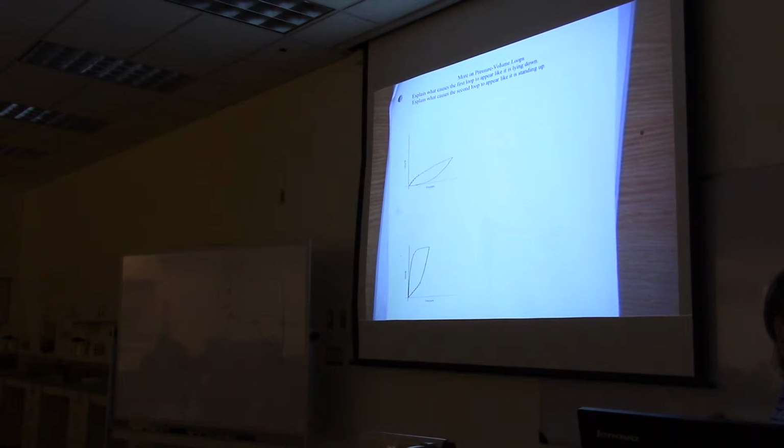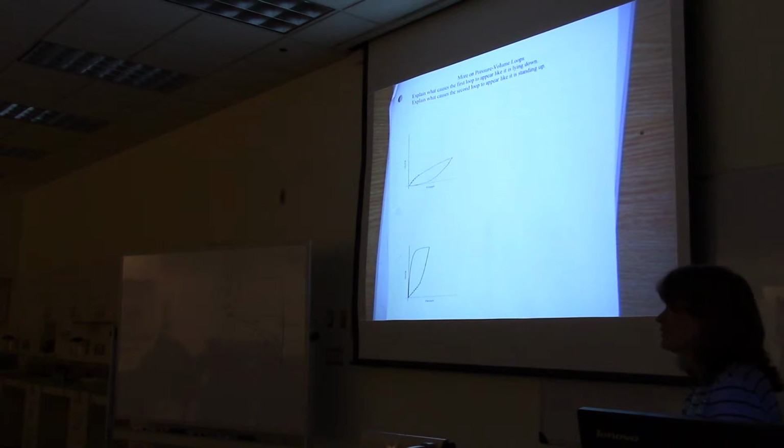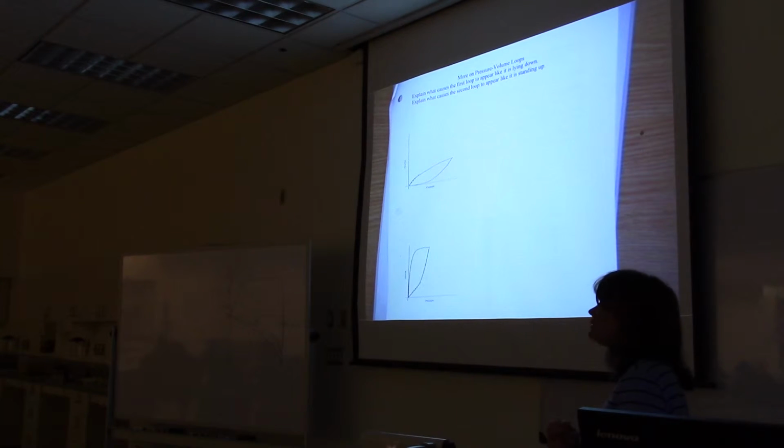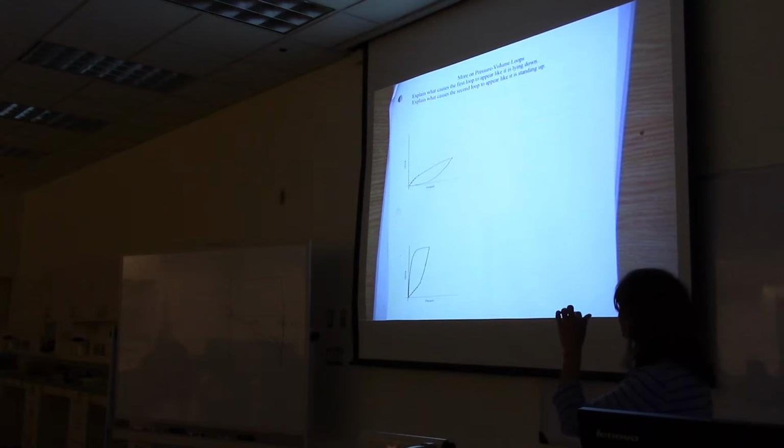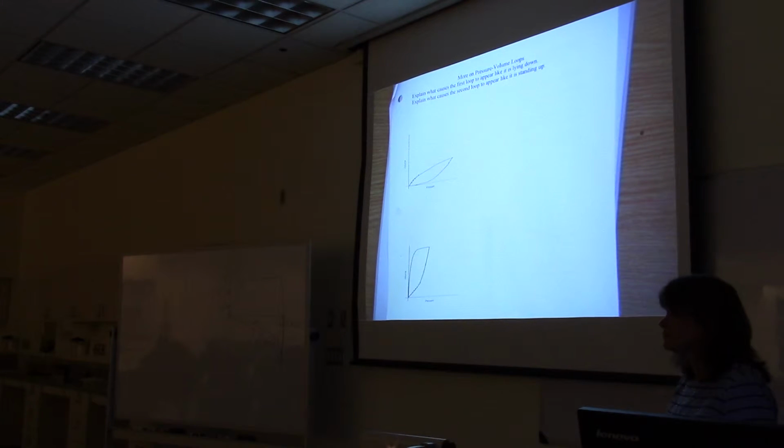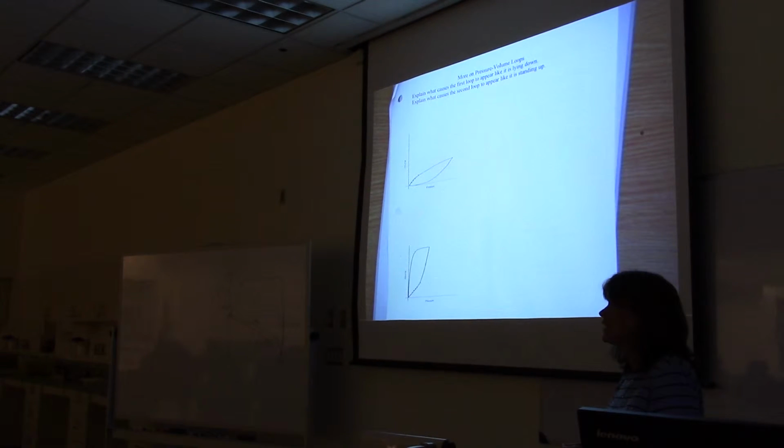All right, so did you explain what causes the first loop to appear like it is lying down? A lot of pressure building up. A lot of pressure with very little volume. That's why it's narrow. Very little volume. So would lungs be smaller? The tidal volume would be smaller. Mhm.